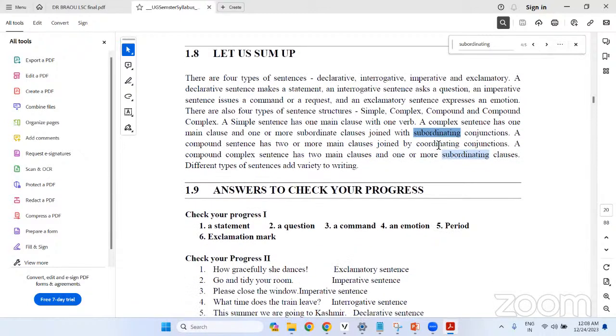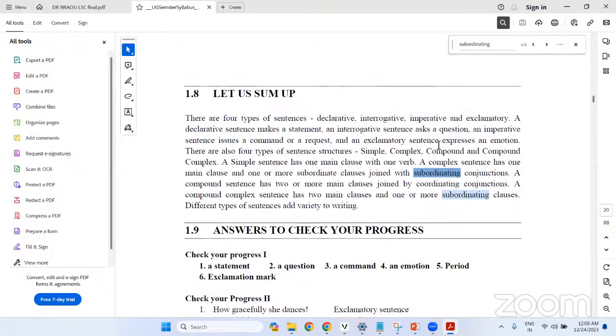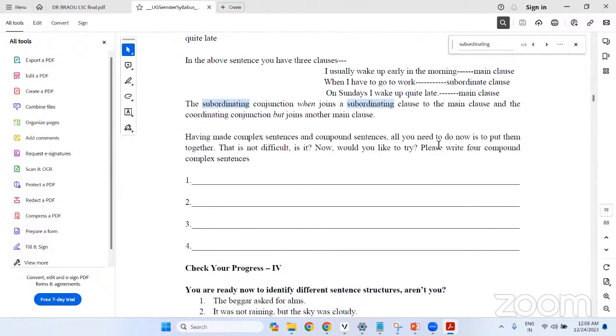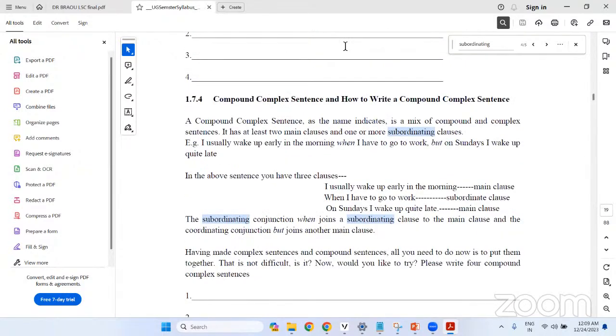Example for that, ma'am? See, I cannot extend this class because the next person will be ready. If you have any questions, we'll take it next month, next Sunday. All right. Okay, ma'am. Thank you, ma'am.